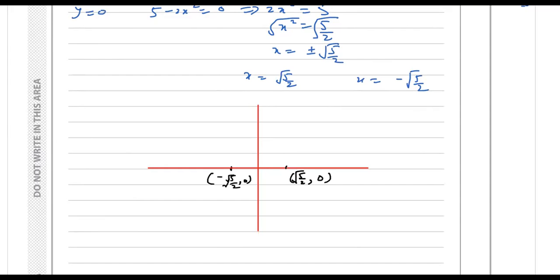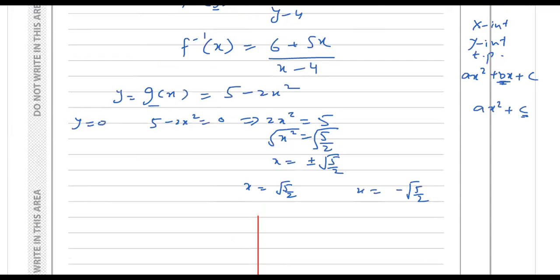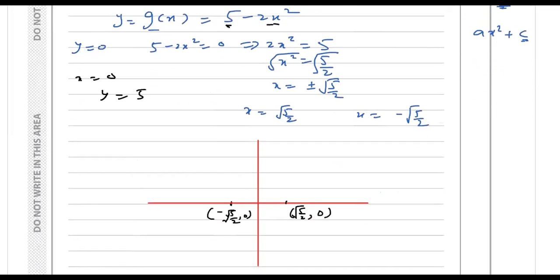Now for the y-intercept, you have to put x is equal to 0 in the given equation. That will give you the y-intercept. So if you put x is equal to 0 here, you will get y is equal to 5. So 5 is the y-intercept here. Let's say this is 5.